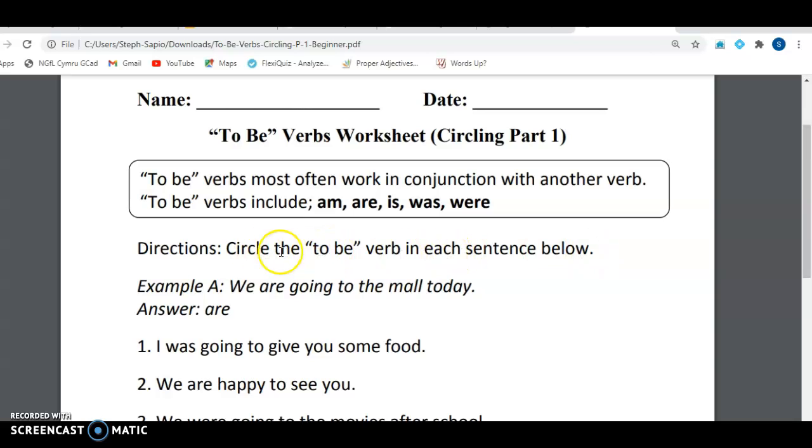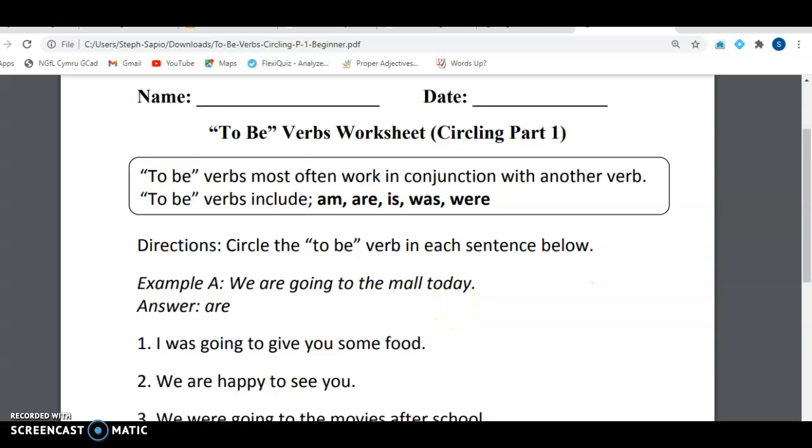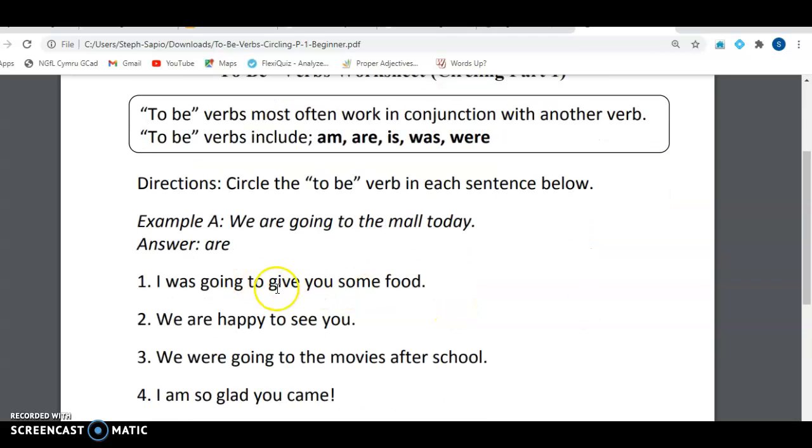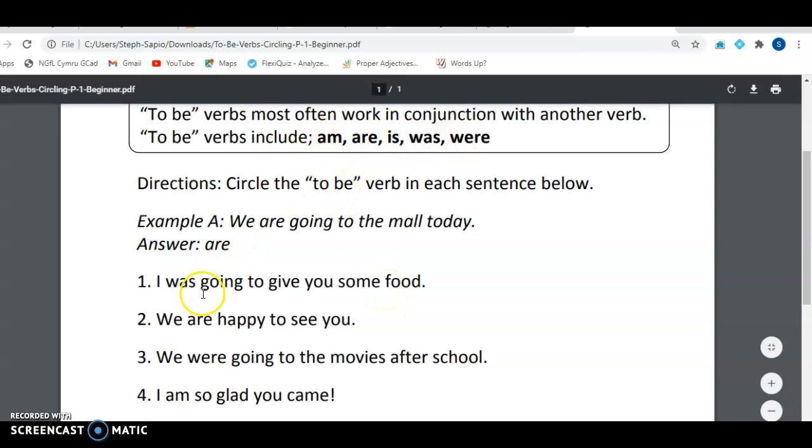After you head up, you write that. You can pause the video here. And then you will write down the sentences, and you're going to circle the being verb in each. Remember, we're looking for am, are, is, was, were. So for number 1, I was going to give you some food. Do you see any of these words here? I believe we see the word was, so we're going to circle that, right? We're going to circle these being verbs.